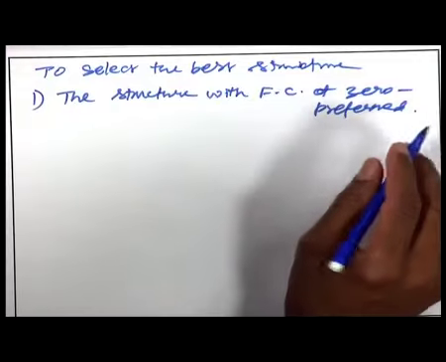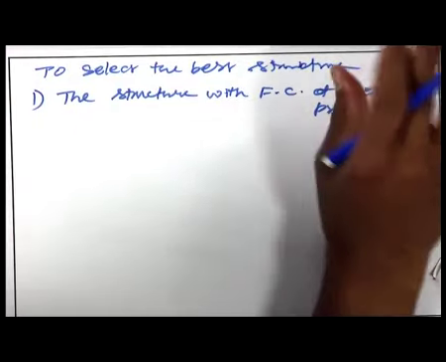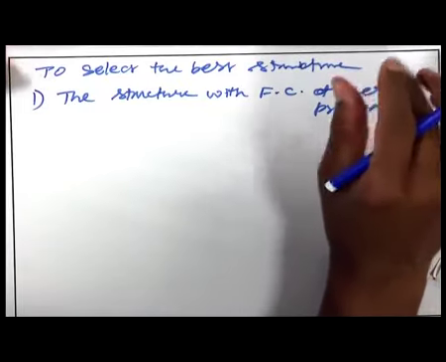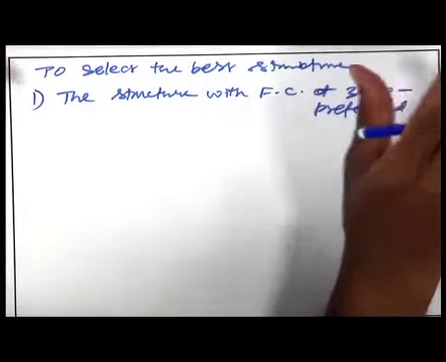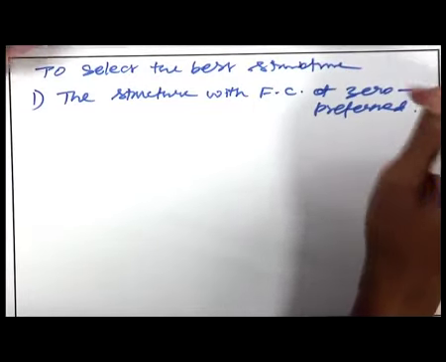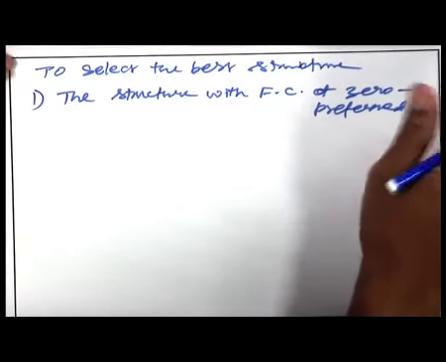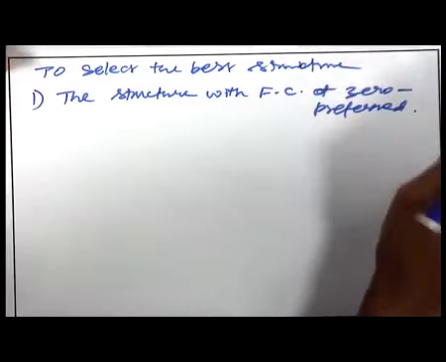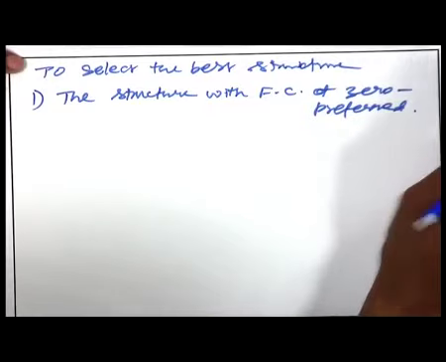Formal charge. The structure with a formal charge of 0. That means if there is more than one structure, then you have to choose a structure which has no charge. So the charge should be equal to 0. There should be no charge, plus 1, minus 1, like that. There should not be any charges on any of the atoms. Those structures are preferred structures. So that is the first condition.